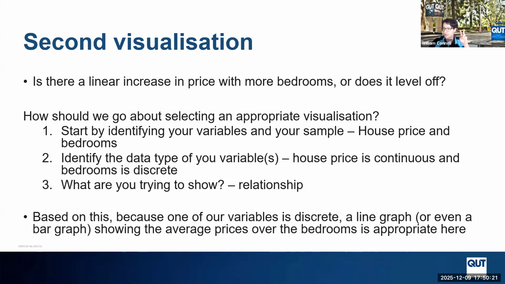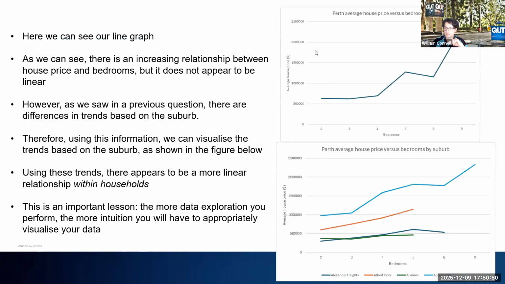There's two main ways that we could show this, right? One would be with a line graph where we connect the dots between what the average price is across the number of bedrooms. The other way would be with a bar graph. Okay, so along the x-axis we would have the number of bedrooms, and along the y-axis we would have the average house price. Okay, we're going to opt for a line graph here. Okay, so let's have a look.